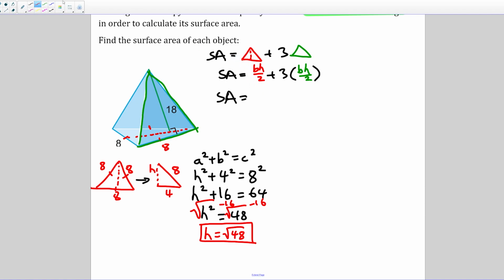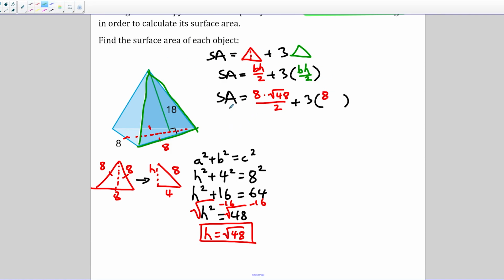And maybe I'll do that in red. So I've got 8 times the square root of 48, which we found earlier, and I'm dividing that by 2. And I'm going to add plus 3 of whatever I have inside of these brackets. So for my green triangle, the base is actually still 8.